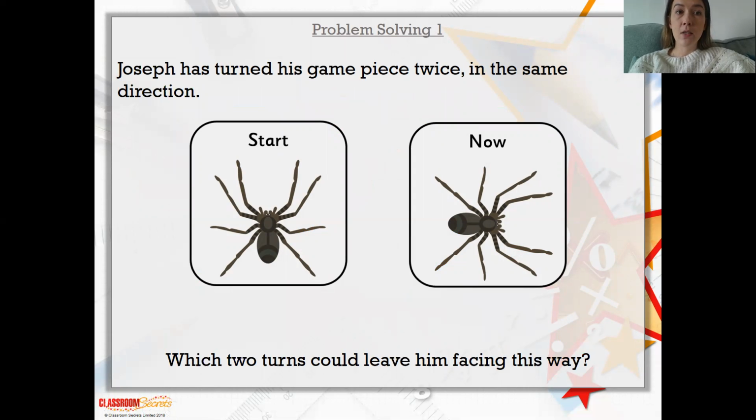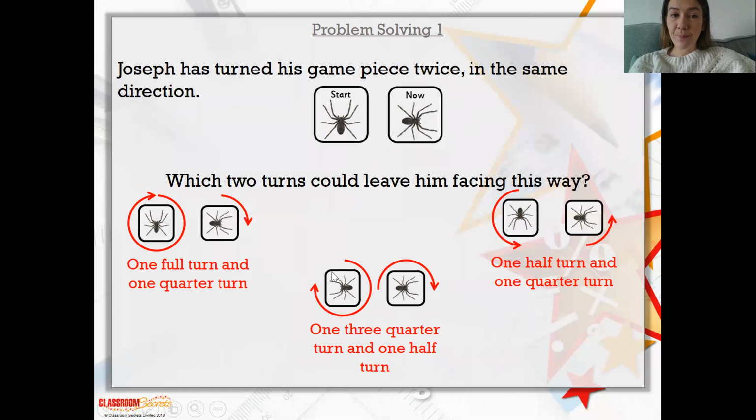Okay, problem solving. Joseph has turned his game piece twice in the same direction. What turns could leave him facing this way? So we've got, ooh, spider. If we look at this one, which two turns could leave him facing the same way? So you've got 1 full turn and 1 quarter turn. So the spider there has done 1 full turn and 1 quarter turn. On this one here, we've got the spider, what's gone missing? 1 3/4 turn and 1 half turn, and then finally 1 half turn and 1 quarter turn.